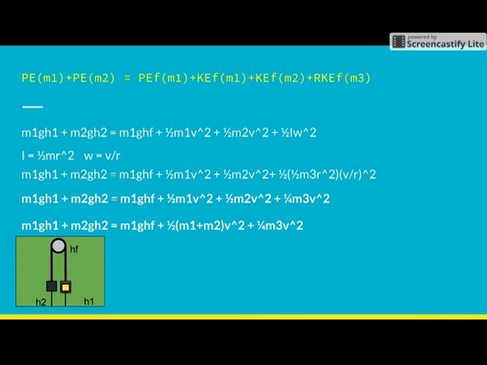Since we know that the displacement upwards of mass 1 will be equal to the displacement downwards of mass 2, we know that the initial height of mass 1 will not affect our problem. We can then further simplify our equation to get m2gh2 is equal to m1gh2 plus 1/2 (m1 plus m2) v squared plus 1/4 m3 v squared.